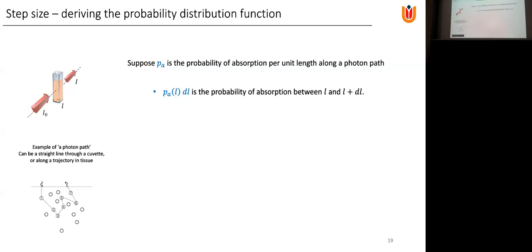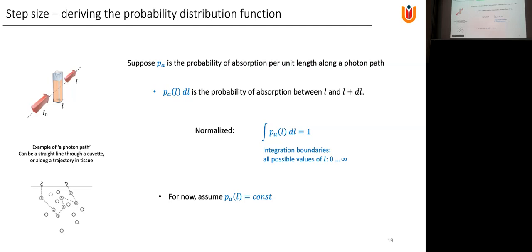So it's a pure probability. Of course, it's normalized. If it's a true probability density function, then it should be normalized. Any integration boundaries need to be all possible values that L can take. So, it ranges from 0 to infinity. Okay, but let's assume that PA is a constant along this medium. This just makes it a little bit easier.